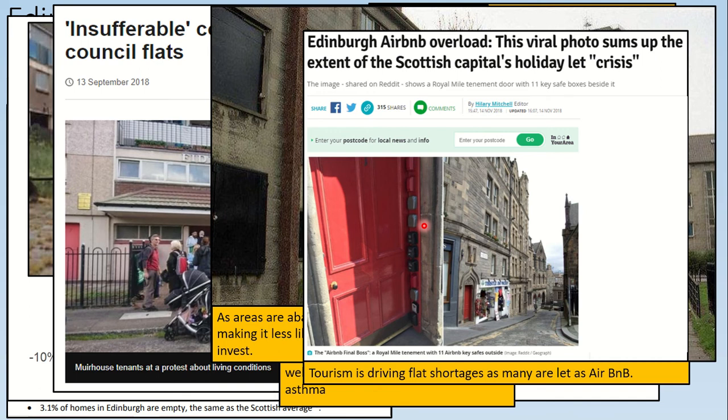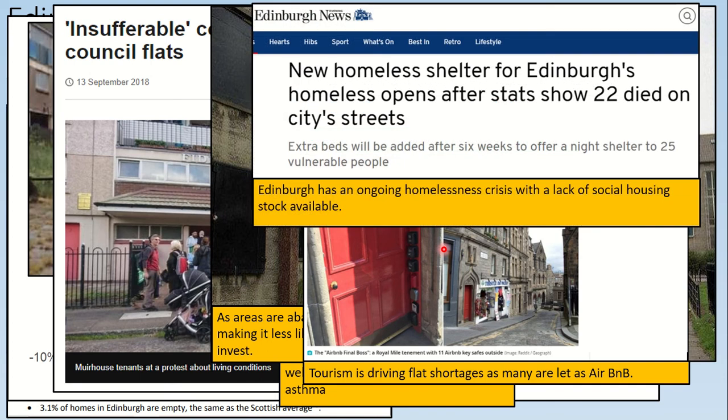That takes that flat off the market, and more and more people, as you can see in the picture, everyone in this stair is doing this because it's more profitable. But unfortunately it means that local people cannot get housing when they need it. So there's a need for change there.